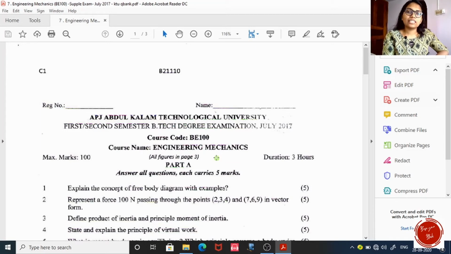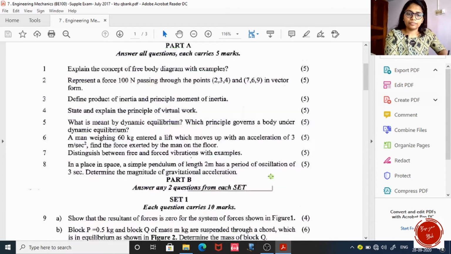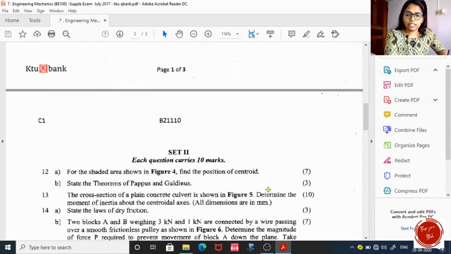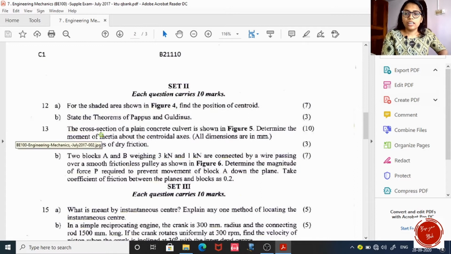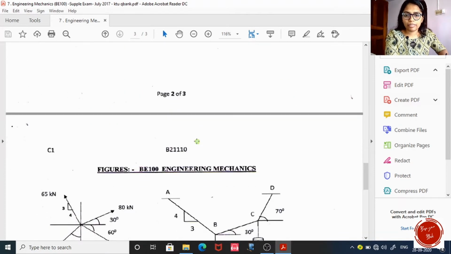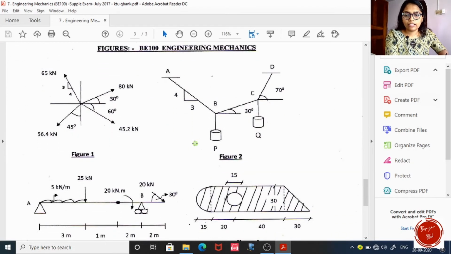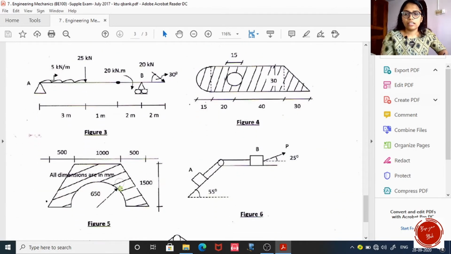So today we will discuss one moment of inertia problem taken from KTU question paper July 2017. So this is the problem, the 13th one. The cross section of a plain concrete culvert is shown in figure 5. Determine the moment of inertia about the centroidal axis, and here comes the diagram. Yeah, this one, figure number 5. So this is a concrete culvert, and so let's start solving it.